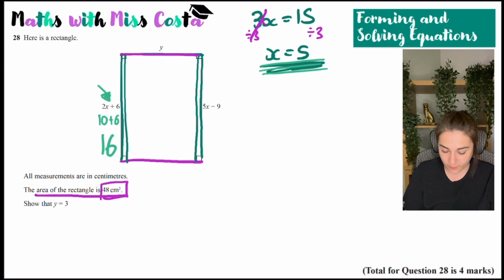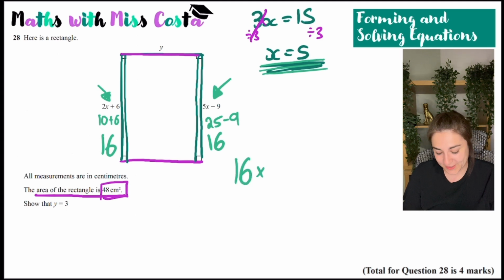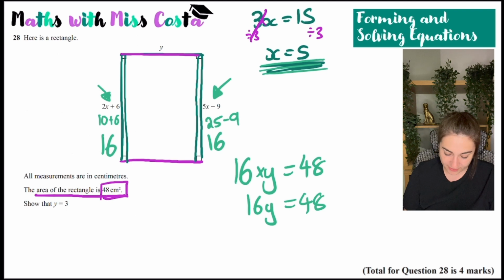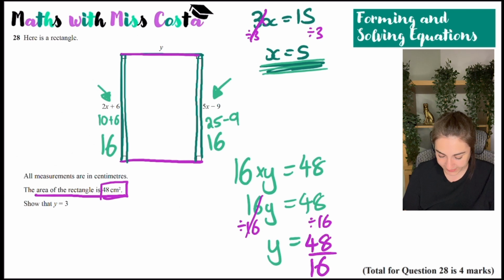Let's double check if that works for this side as well. If x is 5, 5 times 5 is 25. 25 take away 9 is 16. That makes a lot more sense. So that means that 16 times by y is 48. So 16y is 48. So to figure out what y is, I'm going to need to divide by 16. Divide both sides by 16. So y is 48 over 16.